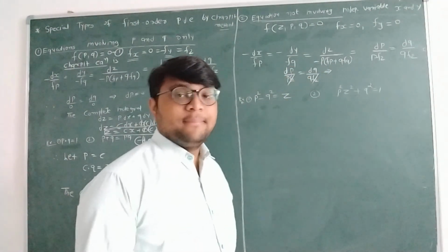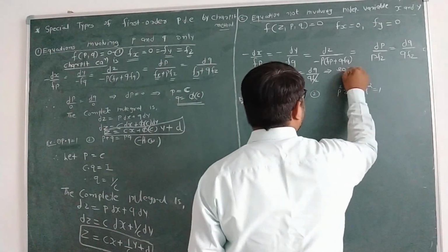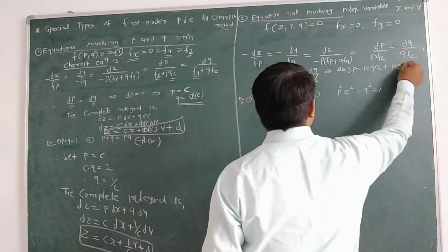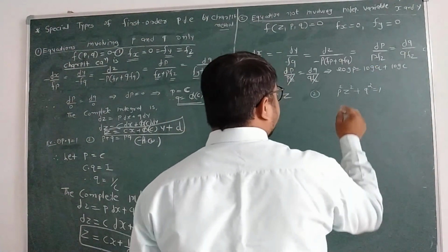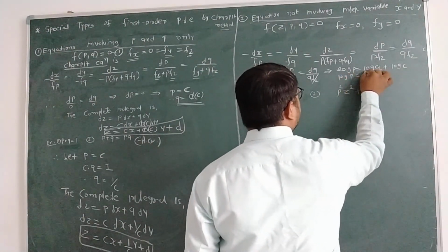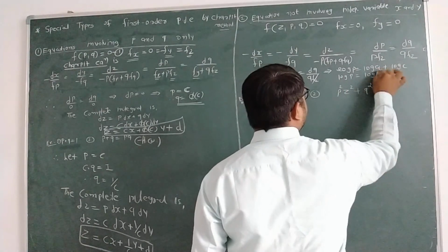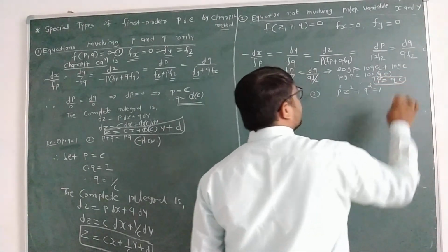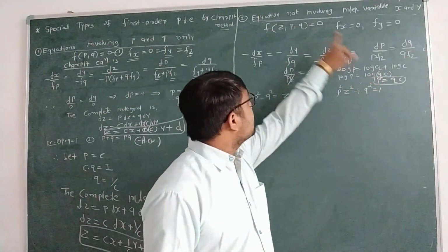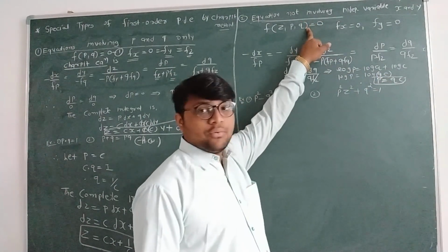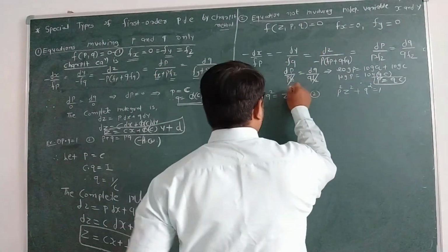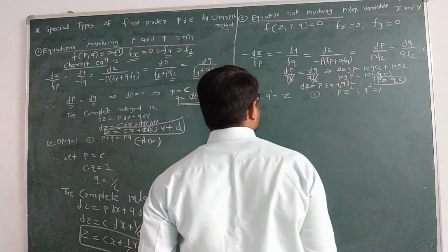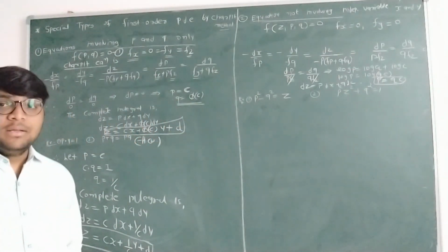Integrating both sides, we get log p = log q + log c. So log p = log(cq). Therefore p is of the form p = cq, and putting this p = cq in our first order PDE, we get the value of q, and for a complete integral we use dz = p dx + q dy. So let's see it by an example.